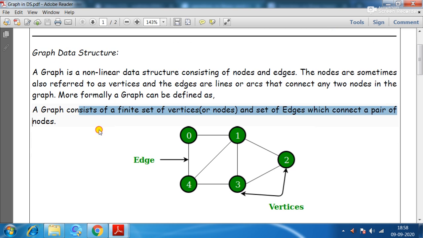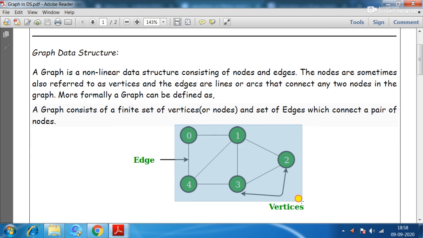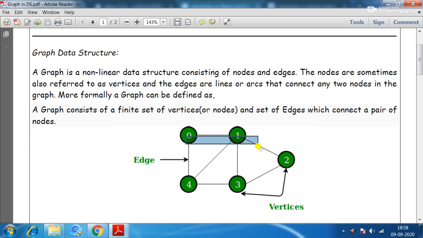Diagrammatically, this is a graph. These are different nodes, 0 1 2 3 4, and these nodes are connected, and this connection, this particular line, is called an edge. These nodes are also called vertices, like 0 1 2 3 4, and the lines connecting these vertices are called edges. So this is a diagrammatic representation of a graph.